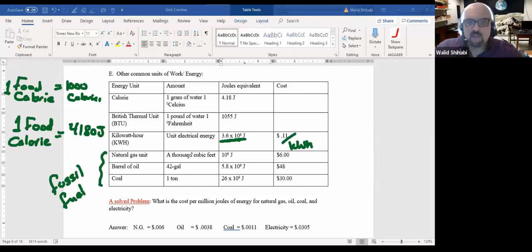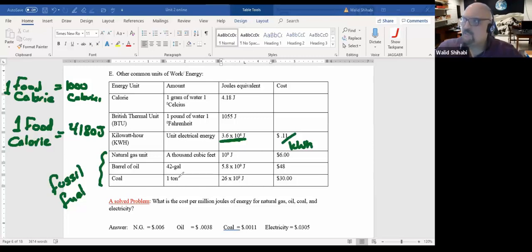Natural gas, we sell it in cubic feet, and 1,000 cubic feet can release 1 billion joules. Okay, 1 billion joules. Oil, we sell it in barrels, and 1 barrel is 42 gallons. This will release 4.8 billion joules of energy. Coal is sold in tons, and 1 ton of coal can release 26 billion joules. 26 times 10^9, that's 26 billion joules.